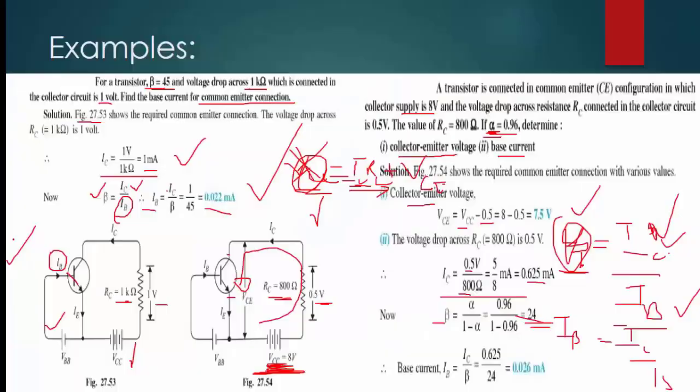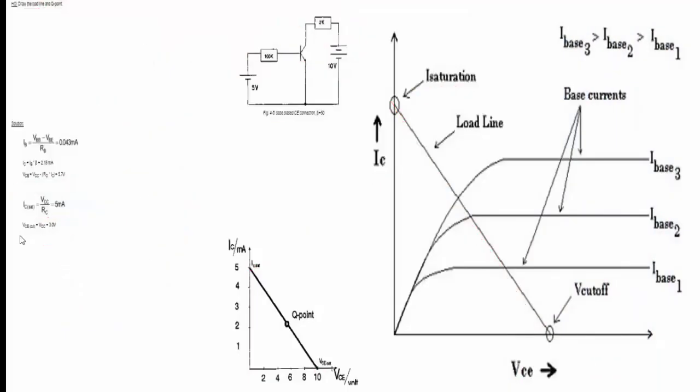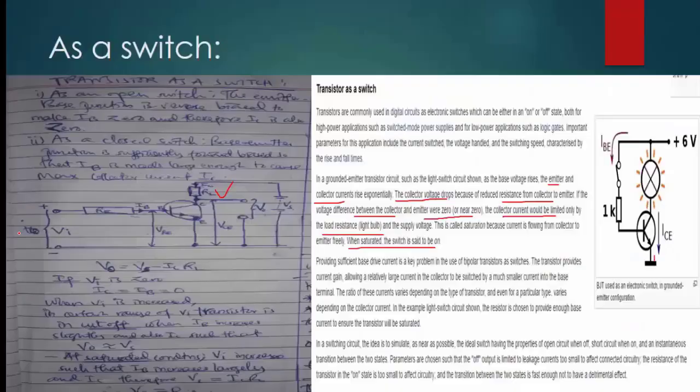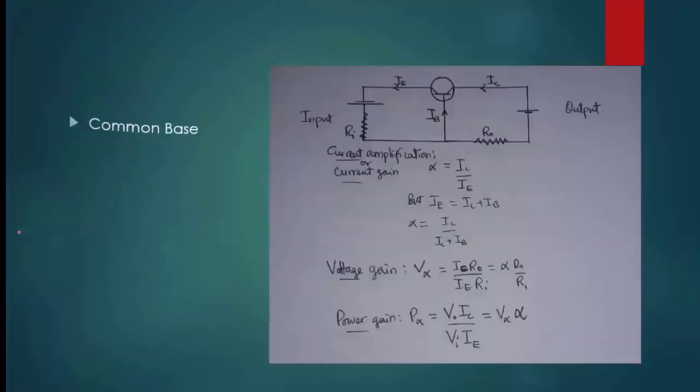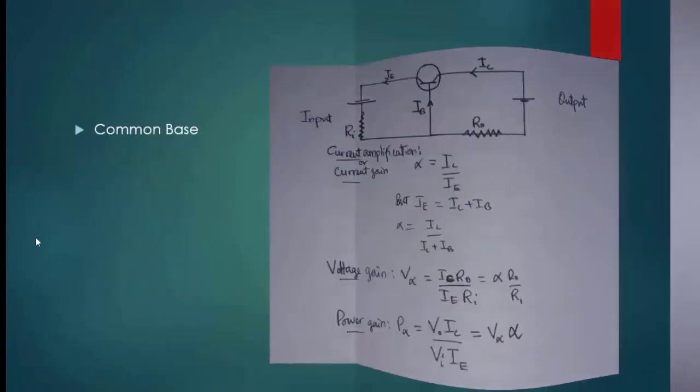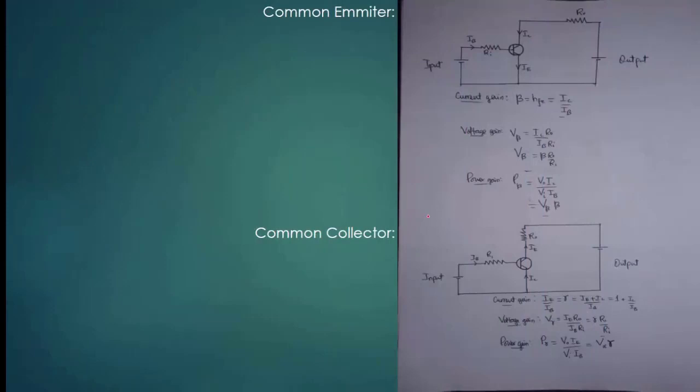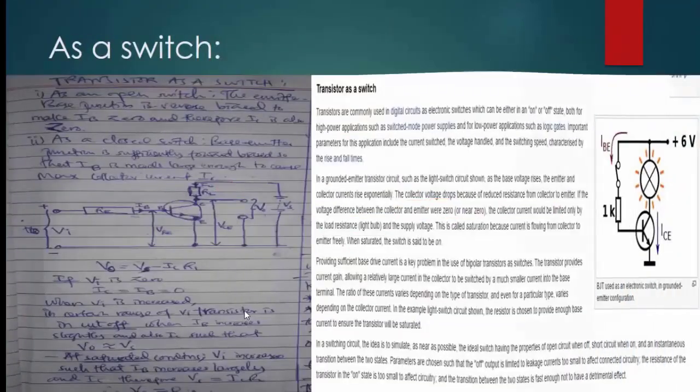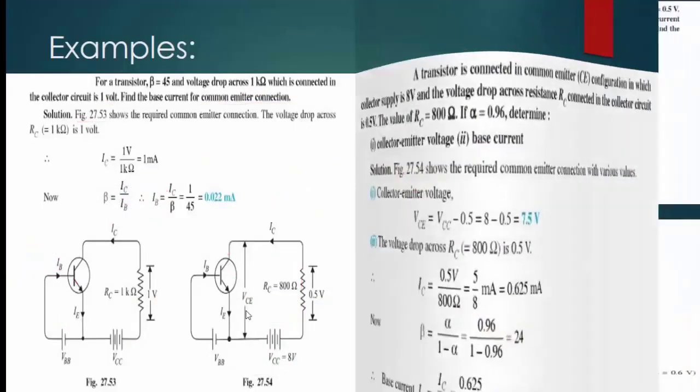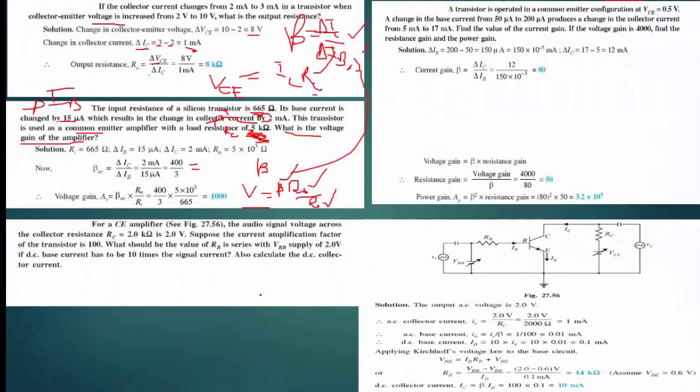You can recall huko ambapo nilisema voltage gain kwenye common emitter nilisema ni sawa na current gain times resistance gain, as you can see, kama unaweza recall kitu chochote tumefanya huko mwanzo. So we have further examples ambapo tunaweza tukasolve. Tutafanya mifano mingi iwezekanavyo ili tuelewe.